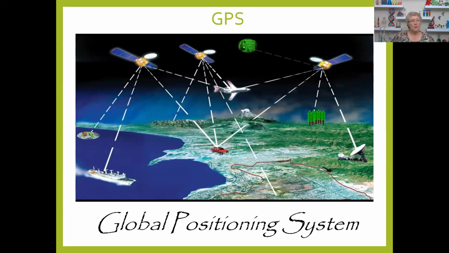But look at where they have to be. GPS satellites have to be out in space in order for GPS to work. That's kind of expensive. So there's a cost to putting satellites into space and then maintaining those satellites. So I want to show you a video that shows how GPS works.